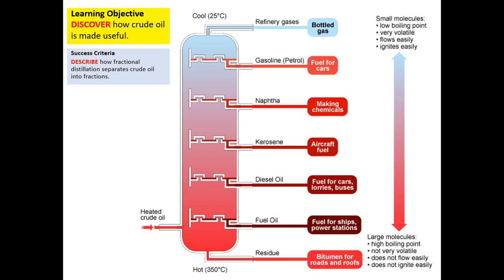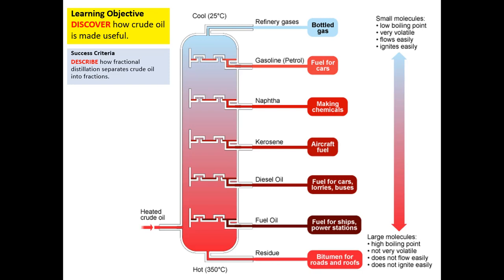So key points to note from this: at the top, lower boiling point, smaller molecules, very volatile. It means they evaporate easily, they flow easily because they have low viscosity, and they ignite very easily. So as we know, petrol in a car, propane in a barbecue, the whole point is that they ignite, they set fire to easily.